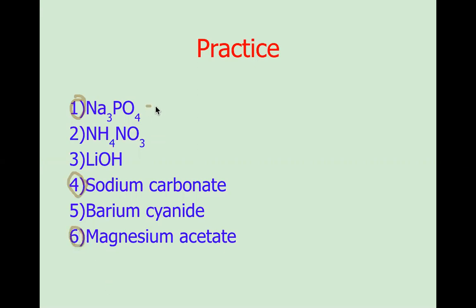Okay, so what is the formula given? I'm going to write the name. What is the name of the cation? Na stands for sodium. That's right. Then from the list, can you give me the name of the polyatomic ion PO4?